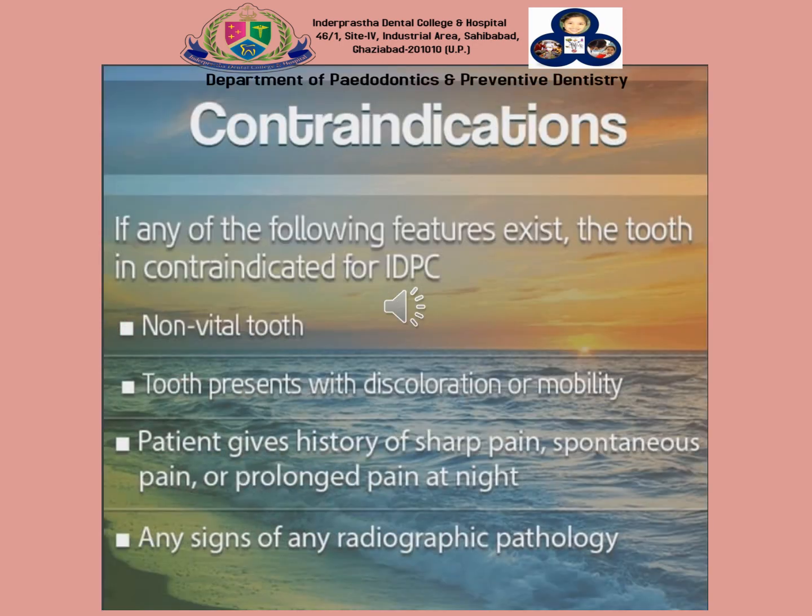Now let's look at the contraindications that we should consider before going into indirect pulp capping. Number 1, non-vital tooth. Number 2, tooth present with discoloration or mobility. Number 3, patient gave history of sharp pain, spontaneous pain or prolonged pain at night. Number 4, any signs of radiographic pathology.